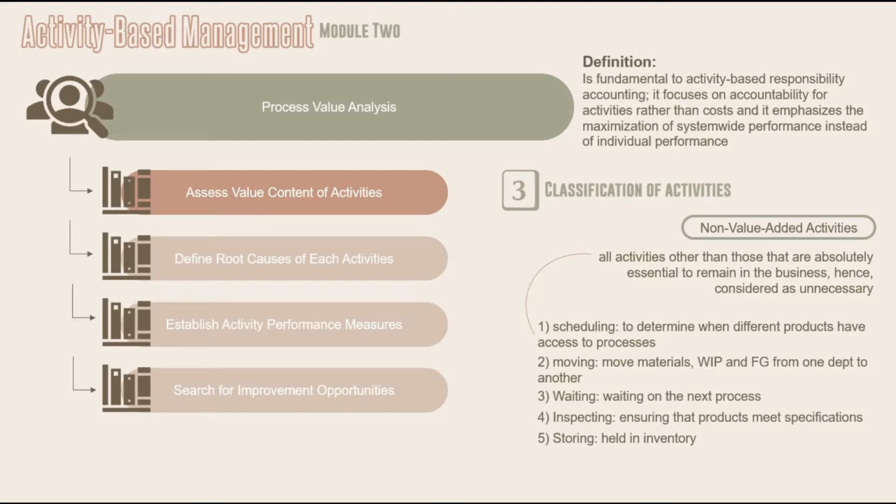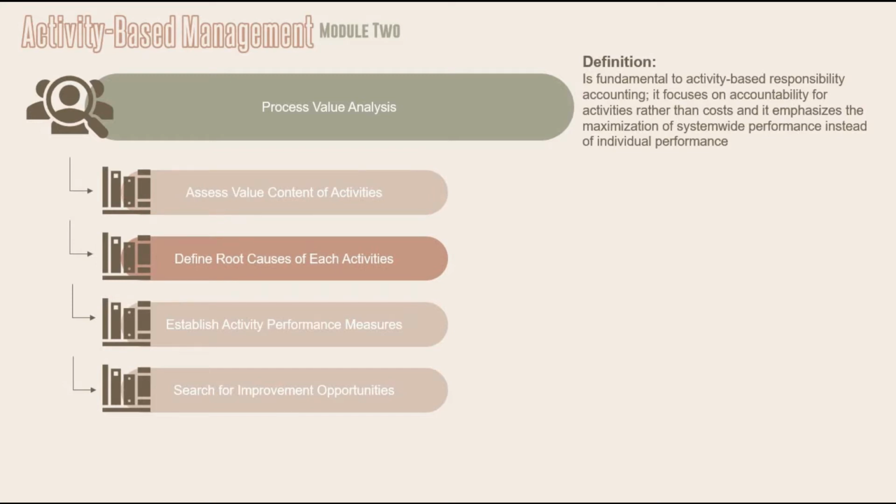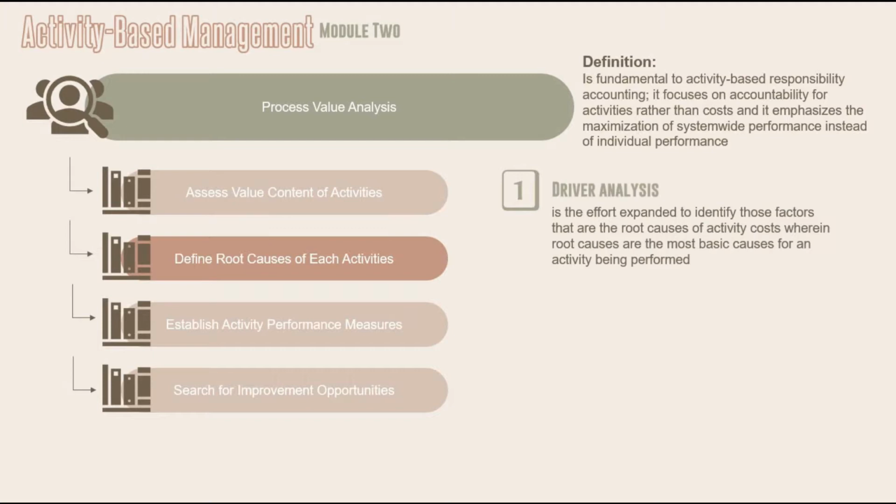Second process under PVA or process value analysis is defining the root cause of each activity, which is the same with driver analysis under process dimension. Driver analysis is the effort expended to identify those factors that are the root causes of activity costs, wherein root causes are the most basic causes for an activity being performed.